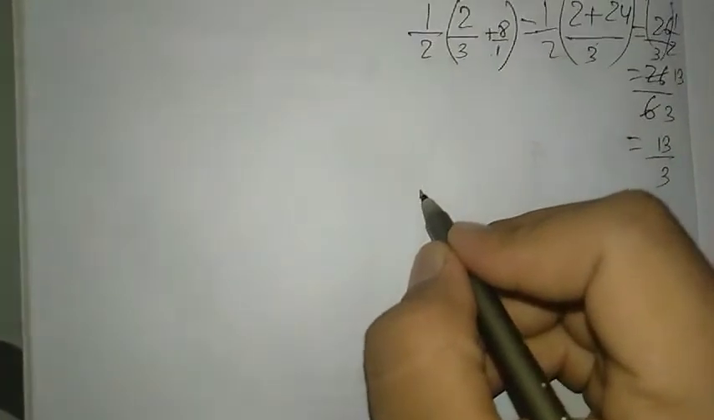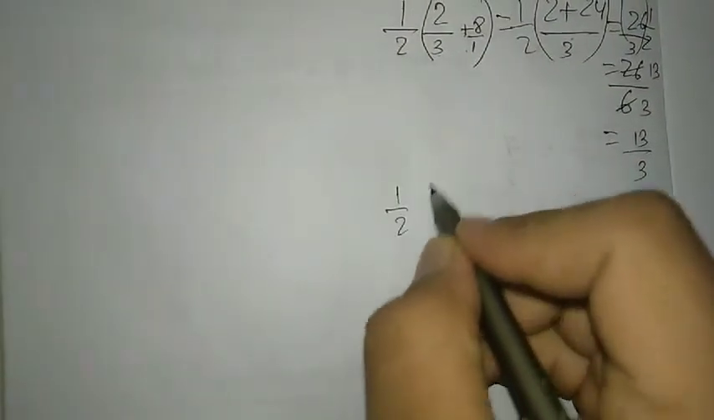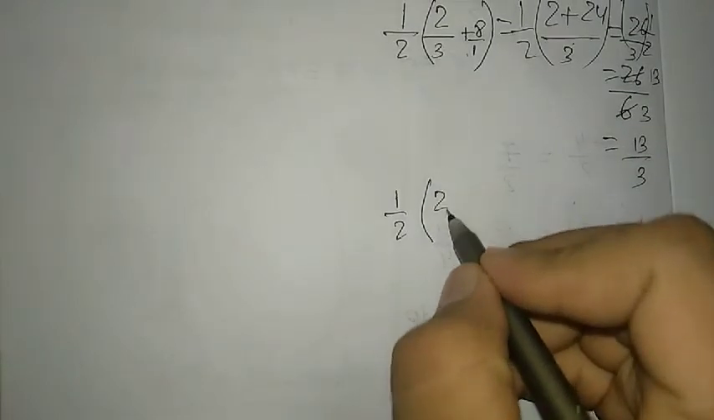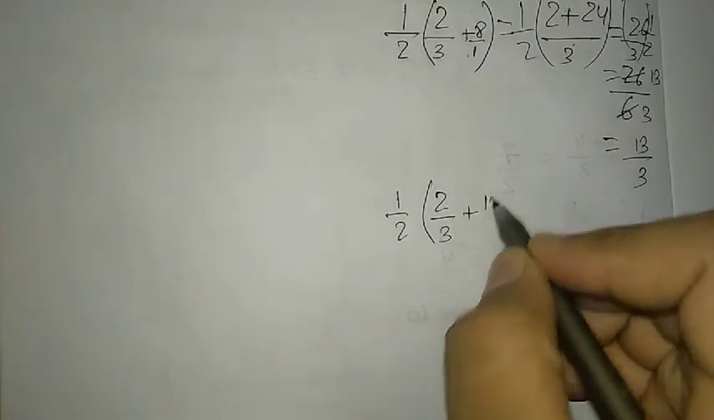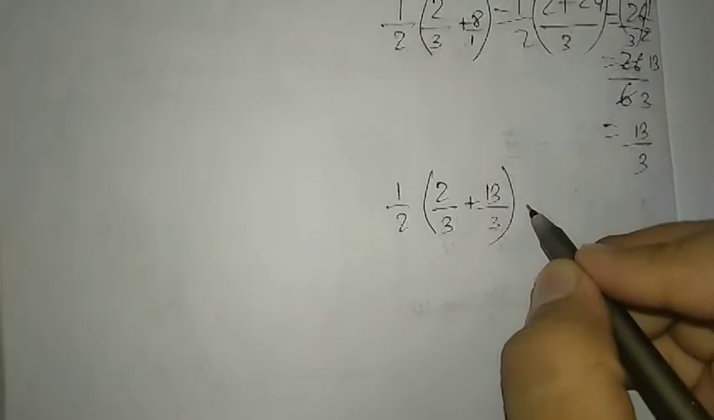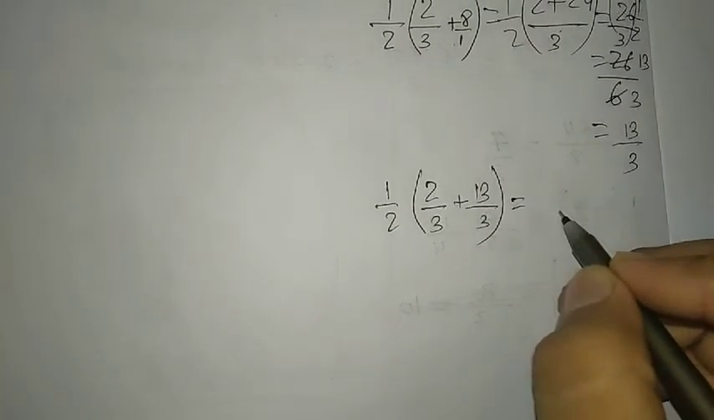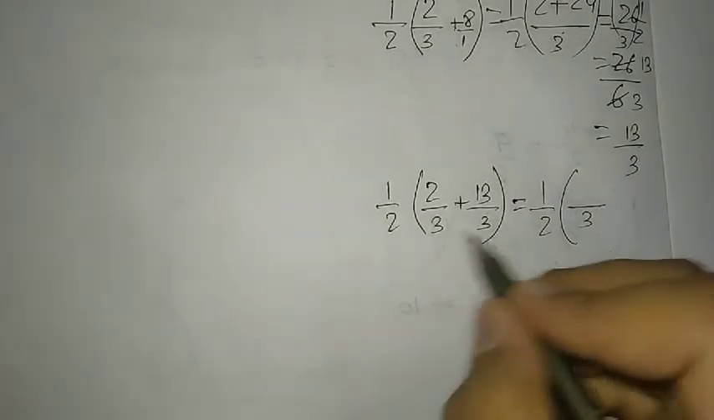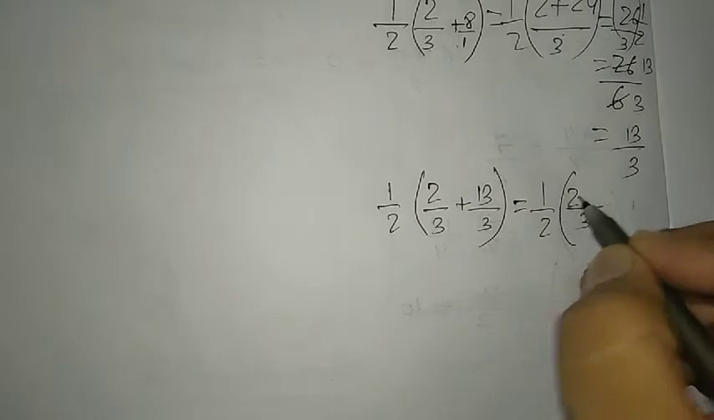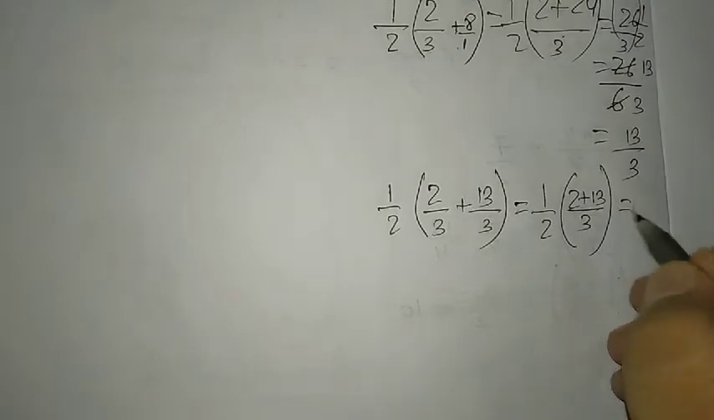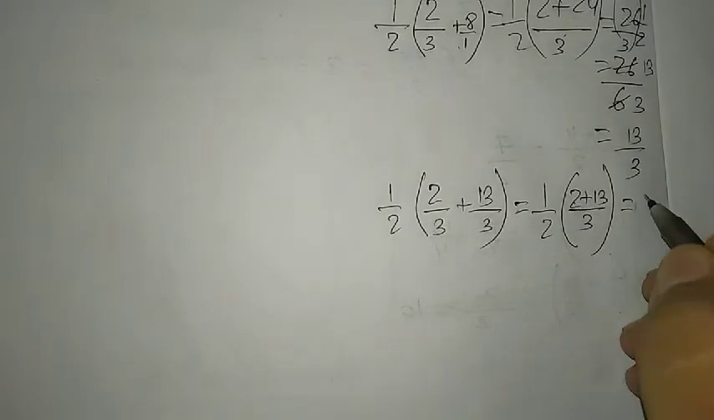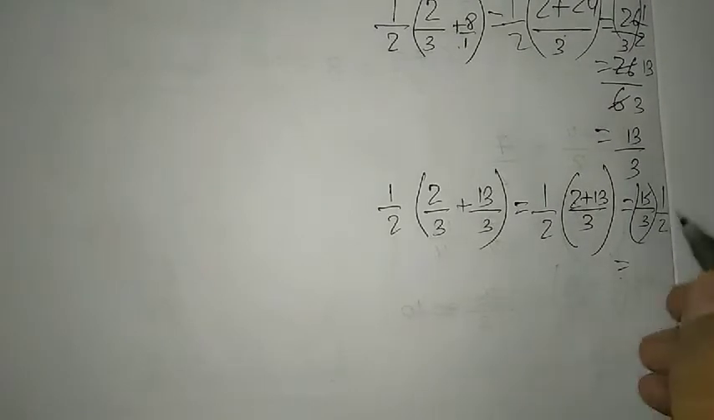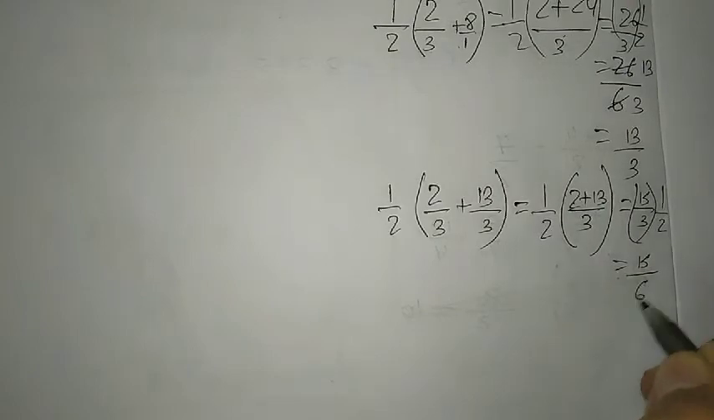The next one will be half of 2 by 3 plus 13 by 3. So this will be half of, gives you 3. Since the denominator is same, so 2 plus 13 goes on. So it gives you 13 plus 2 is 15 by 3 into half. 15 into 1 is 15. 3 into 2 is 6.